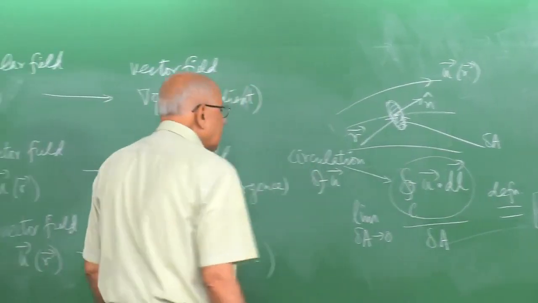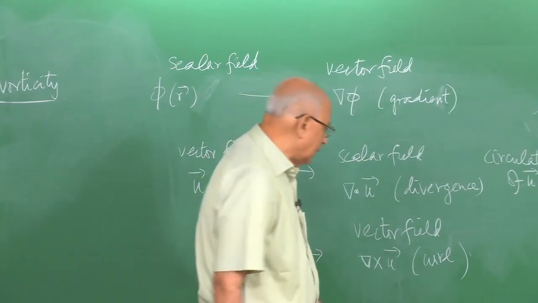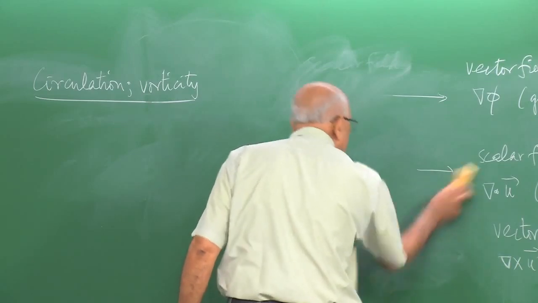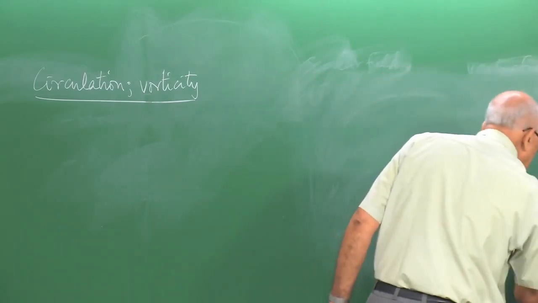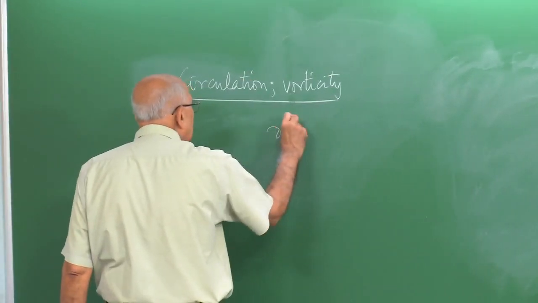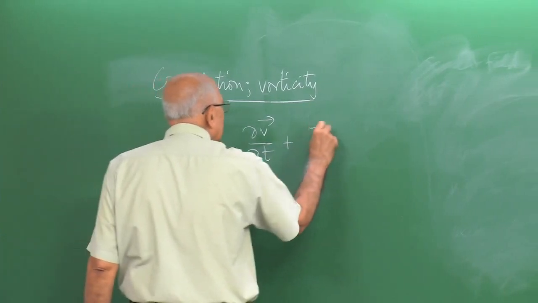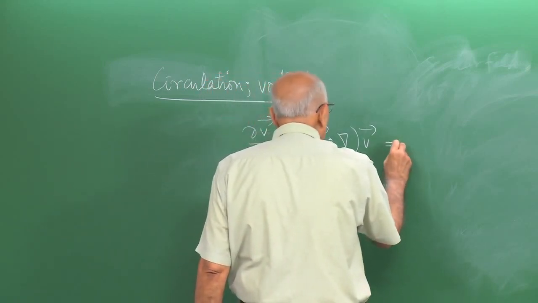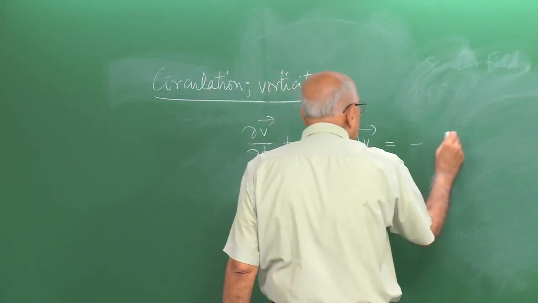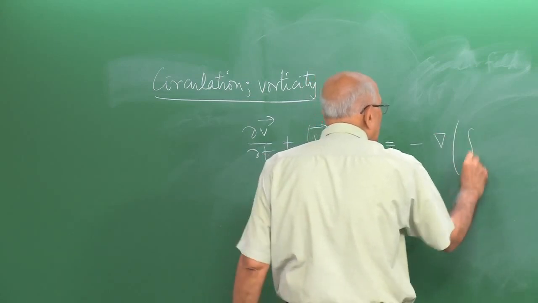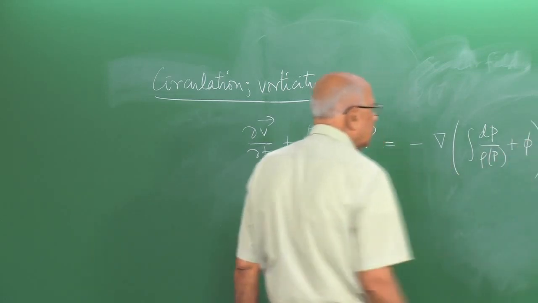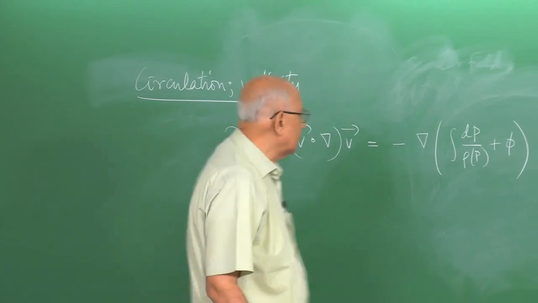Now, the question is, what is the physical meaning of the curl of the vector field? But before that, let me write down where this comes in our problem of the fluid flow. Recall that our equation of motion of a fluid element was ∂v/∂t plus v dot del v, equal to, on the right hand side, minus the gradient, and let us look at barotropic flow as usual, of the integral dp over rho of p, plus phi, plus f viscous, which I am dropping all the time here.